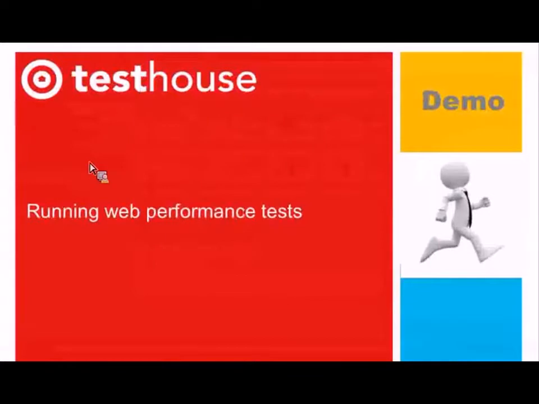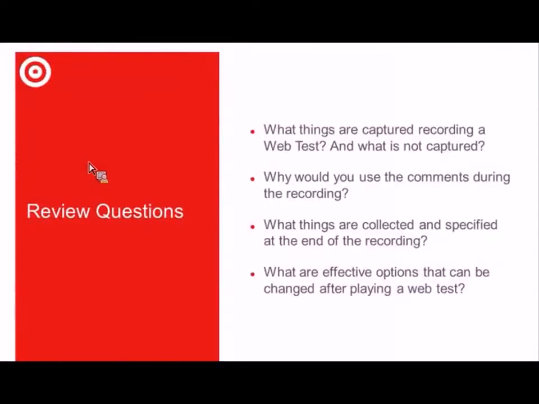Okay, moving on. So let's have a look at some review questions. What things are captured recording a web test, and what is not captured? Well, the things that are captured are the HTTP request and any dependent requests which are parsed out of that HTTP request. Things that are not captured are those actual dependent requests, as in the actual item, the object that's downloaded. Also, we don't capture things like JavaScript. We don't render images.